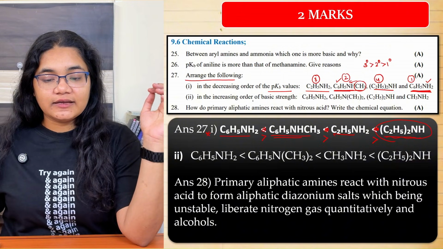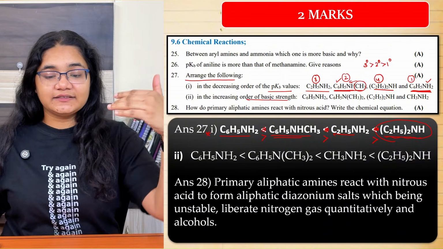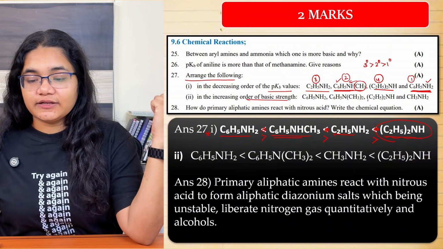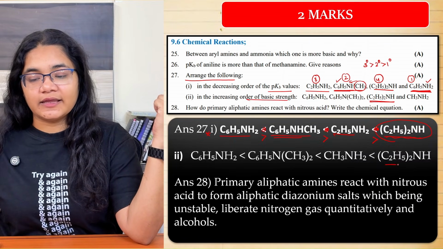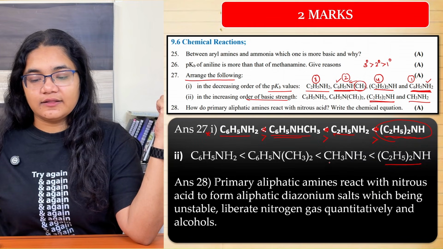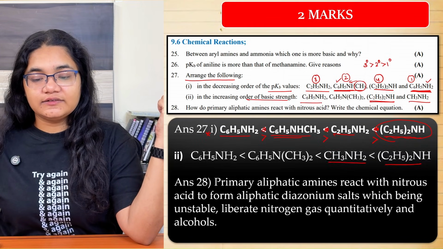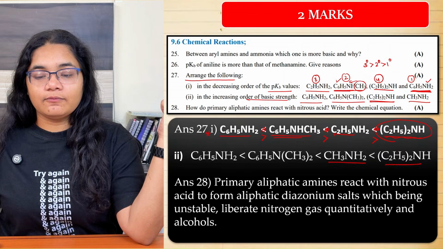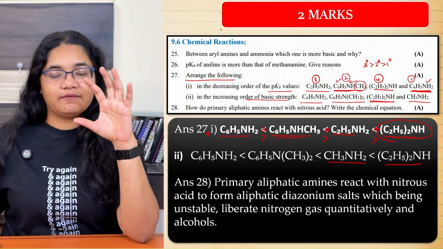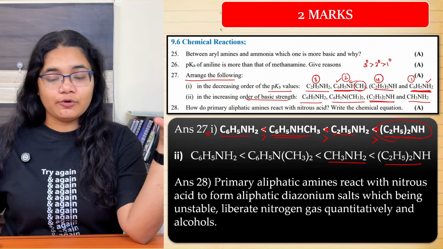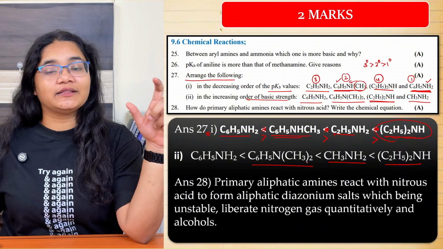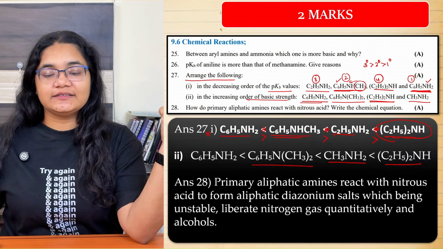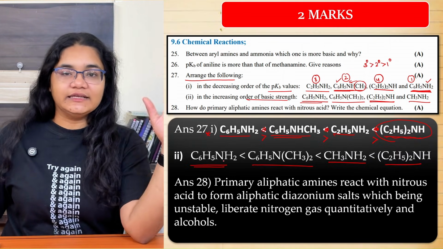Next, in the increasing order of basic strength. Basic strength should increase. Again, you can see that this is 2 degree, so it will have the highest basicity. This is 1 degree. And if you see these two compounds, both of them have the aryl group, so they will be less basic than the aliphatic ones. But here we have two CH3 groups which can donate electrons, so that will increase the basicity, and C6H5NH2 will have the least basicity.